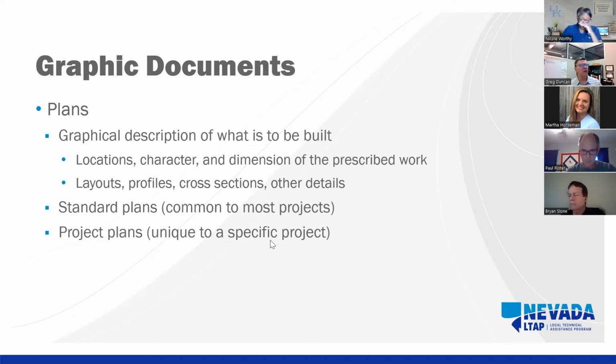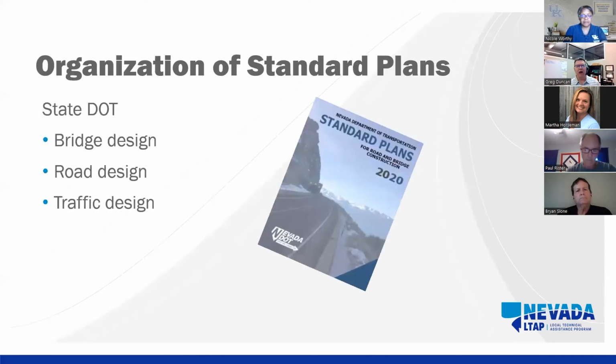So that is where the nuts and bolts of the design work is completed, trying to identify utility conflicts and that sort of thing, and making sure the grades and slopes are going to work out in that built environment. So you get good drainage, all that sort of thing is included. Graphical documents also, we mentioned standard plans. This is an example from Nevada where they include standard bridge drawings, roadway design drawings, and traffic design drawings.